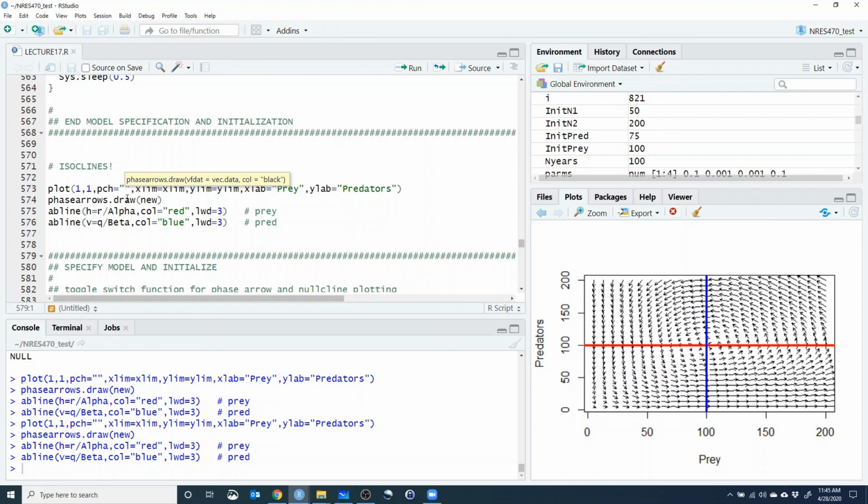For instance, models that have density dependence in the prey population, or that have spatial refuges for prey that predators cannot get to. We can draw isoclines that represent those kinds of things, and just by drawing the isoclines, we can understand the system. And we'll go through that on the whiteboard in a few minutes. All right.